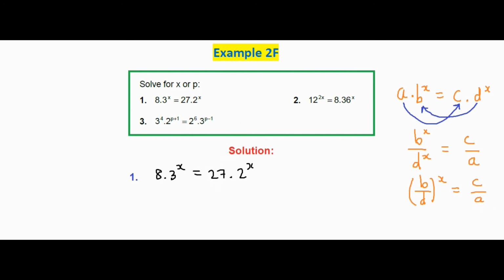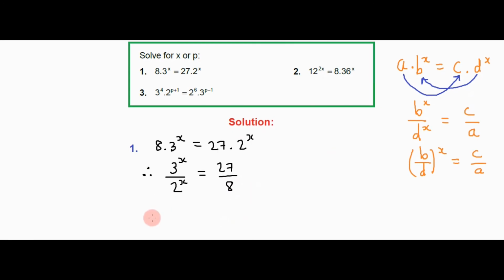So let's look at this equation. We're going to divide the 2 to the x into the left-hand side and the 8 into the right-hand side. So we're going to get 3 to the x divided by 2 to the x equals 27 over 8. So the left-hand side is 3 over 2 all to the x.